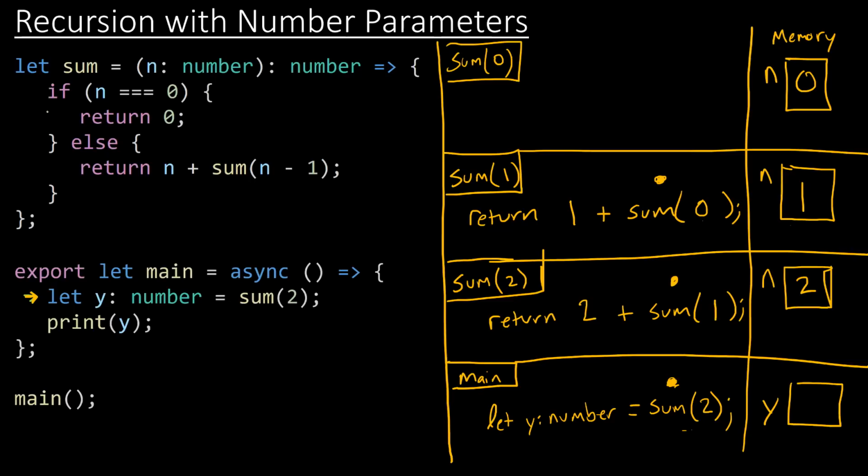And we go to the top of this sum function for sum of 0. And here we're saying if n is equal to 0. Well, we need to substitute for n. N is 0. And then we're going to ask ourselves, is 0 equal to 0? That is true, right? 0 is equal to 0, so this is true.